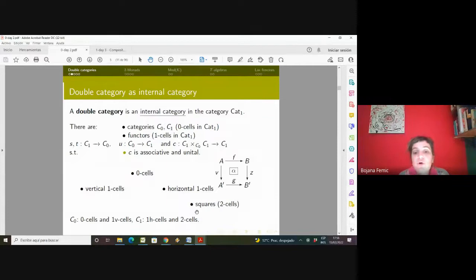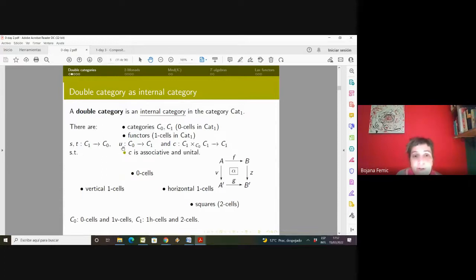Now, source and target on morphisms of the category C1, and that is on the squares. So look at this square alpha. Source will give back this vertical one cell V. And vertical one cells are morphisms in the codomain category C0. While the target functor applied to the square alpha will give back the vertical one cell zeta. Okay, so this explains how source and target act on objects and morphisms.